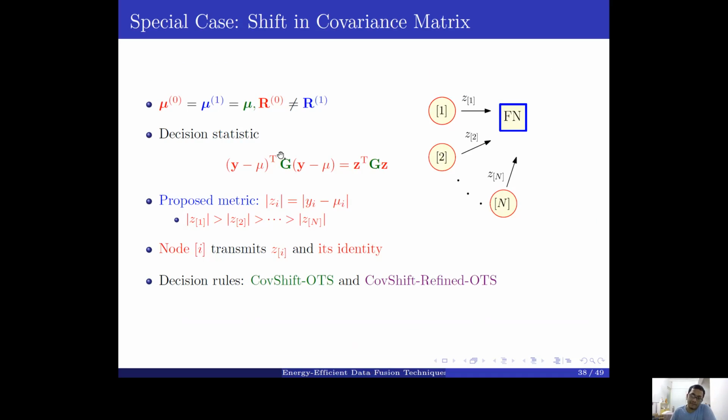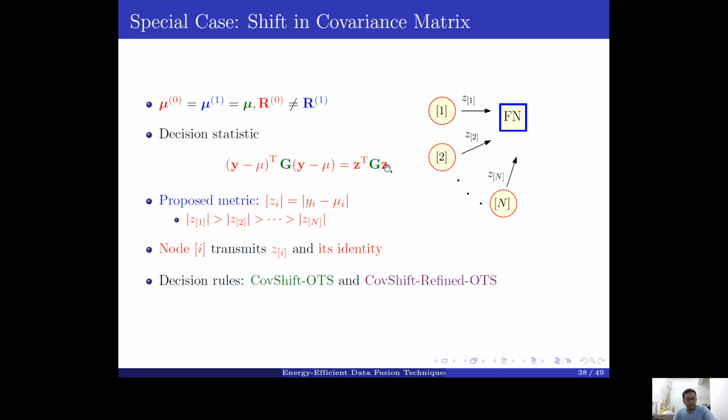Now, we have results for both the case when the nodes have different mean vectors, and the case when they have both different mean vectors and covariance matrices. However, a key intuition is observed for the case when the nodes have the same mean vectors and different covariance matrices. We will discuss these insights here. First, we note that when the nodes have the same mean vectors and different covariance matrices, the decision statistic has a nice quadratic form.